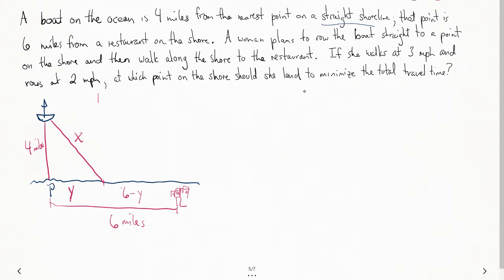So write that down: rows at 2 miles an hour, walks at 3. Which point should she land to minimize? So in this case it's an optimization. So minimize total travel time.